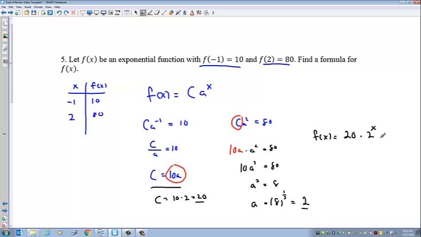And you can check your answer by plugging in the numbers. Like if you plug in 2, that's 20 times 2 squared, which is 20 times 4, which is 80. If you plug in -1, remember 2 to the -1 is really 1/2, and 1/2 of 20 is 10. So it checks. Right? This checks. So that's my answer for this problem.